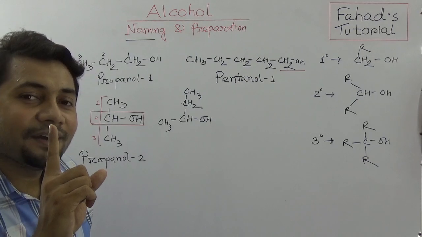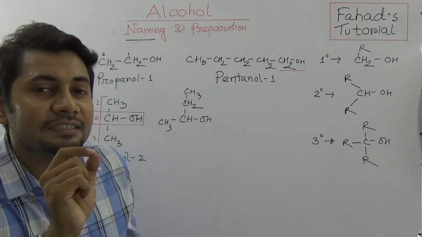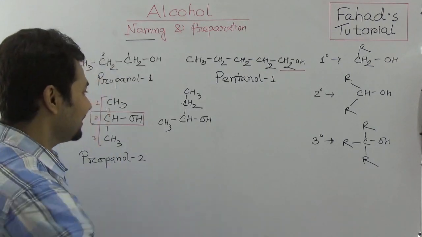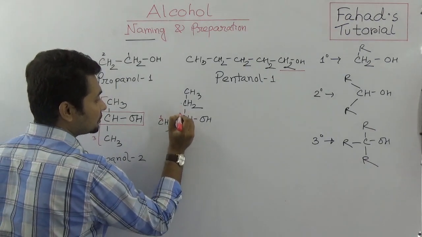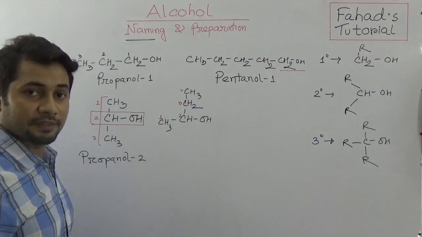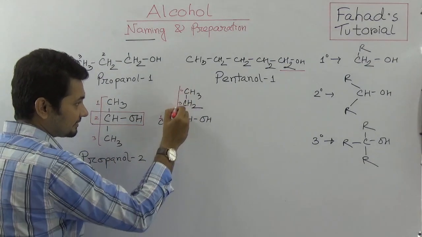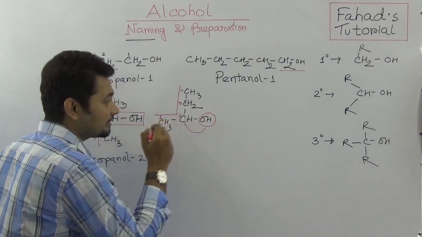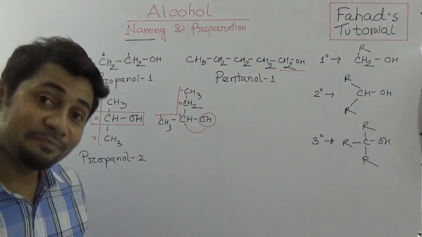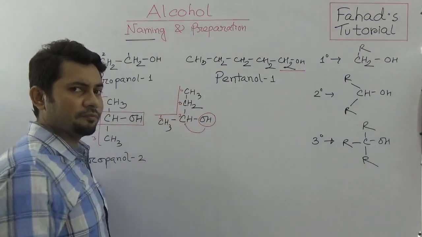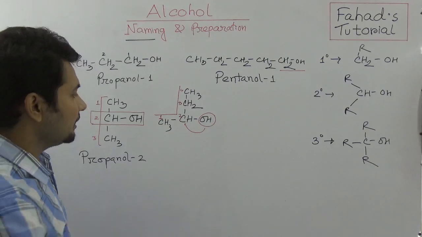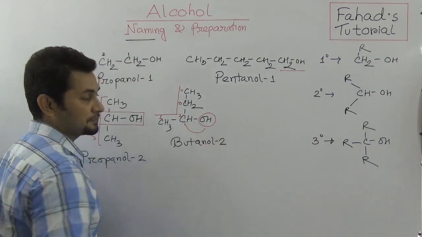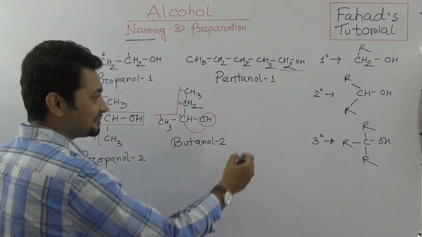We should go the way that the hydroxyl group is in the smallest numbered carbon. So we should start from here 1, 2, 3 and 4, and the longest chain is here like this, and then this hydroxyl group is in the second carbon. So the name of this compound is 1, 2, 3, 4, that is butanol, and we can say this is butanol 2.